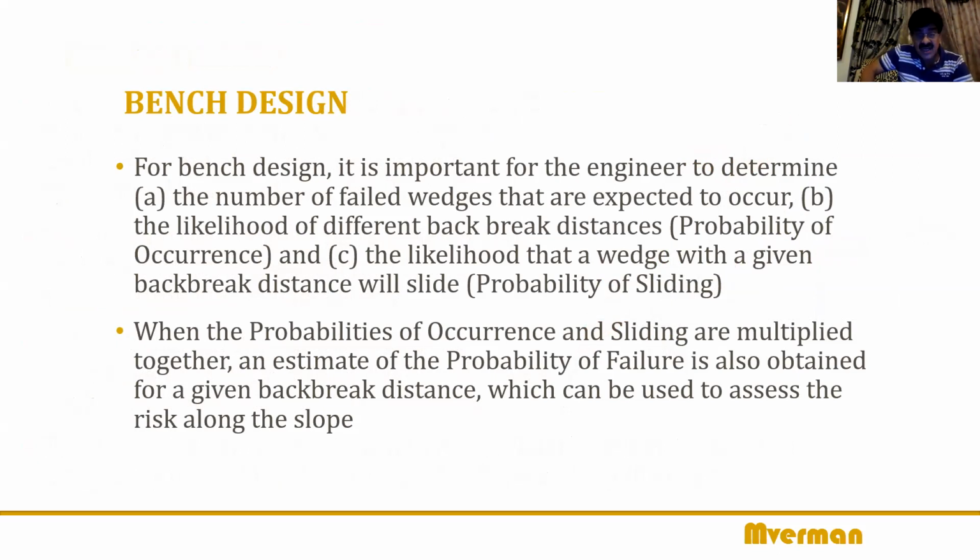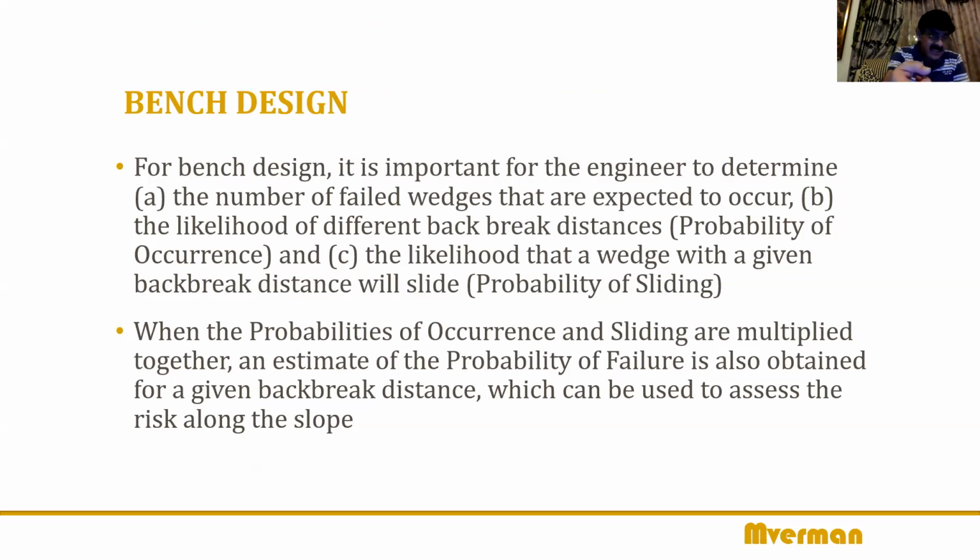C, the likelihood or chances that a wedge with a given back break distance will slide. Okay, you have said, what are the chances of a back break distance of 0.5 meter? You see the chances, 30%, 40%, 50%. And then what are the chances that in that distance it will actually slide? So the combination of probability of occurrence with probability of sliding will give you the probability of failure, which we'll see in this tutorial.